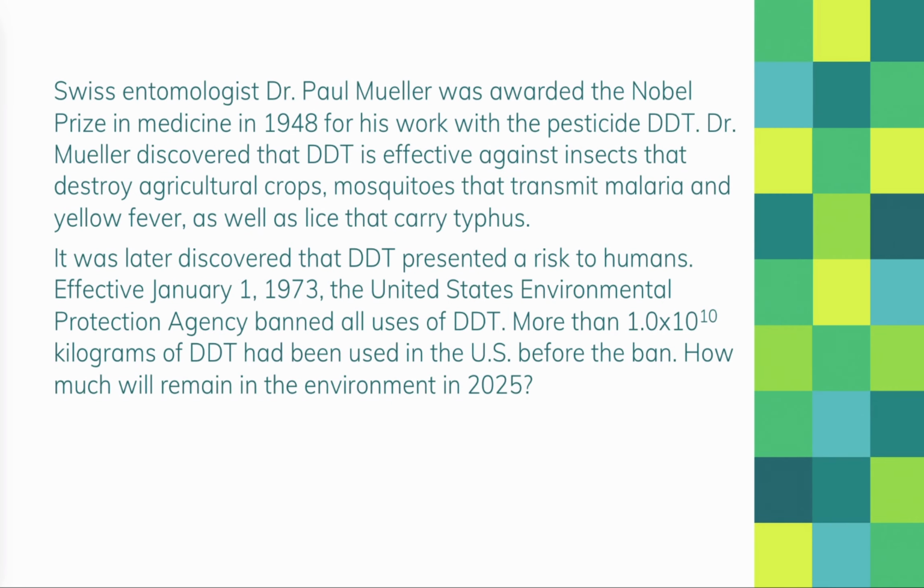Swiss entomologist Dr. Paul Mueller was awarded the Nobel Prize in Medicine in 1948 for his work with the pesticide DDT. Dr. Mueller discovered that DDT is effective against insects that destroy agricultural crops, mosquitoes that transmit malaria and yellow fever, as well as lice that carry typhus. It was later discovered that DDT presented a risk to humans. Effective January 1st, 1973, the United States Environmental Protection Agency banned all uses of DDT. More than 1 times 10 to the 10th kilograms of DDT had been used in the U.S. before the ban. How much will remain in the environment in 2025?